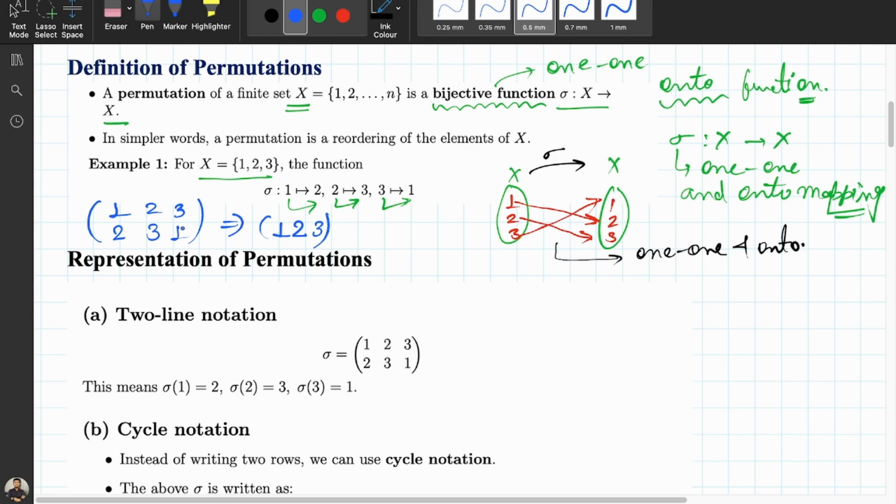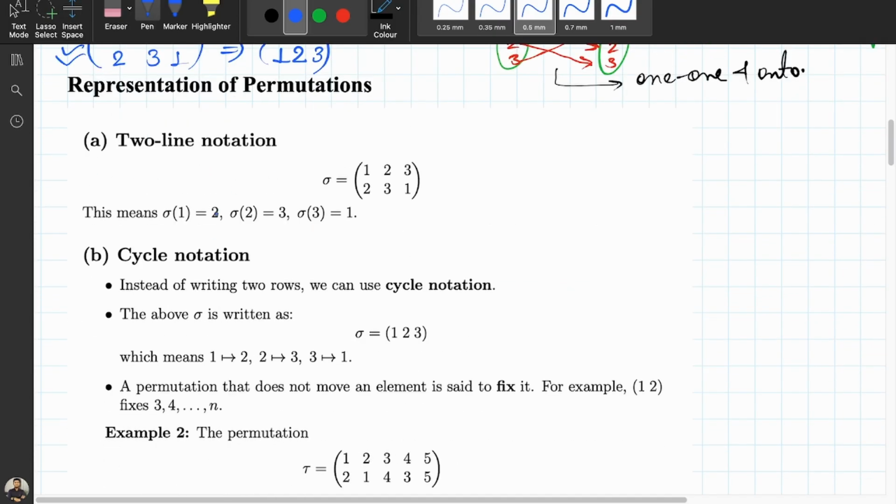So this is the permutation from X to X, a function which is bijective. Now there may be different ways: if 1 goes to 3, 2 goes to 2 and 3 goes to 1, then one more element will be there for that set. So the collection of all these notations, or all these elements, forms the set. These kinds of elements will be in the set.